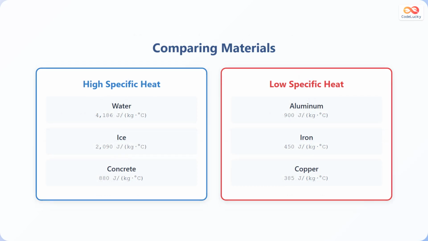Different materials have vastly different specific heat capacities. Water has one of the highest values at 4,186 joules per kilogram per degree Celsius. Ice has 2,090 joules per kilogram per degree Celsius, and concrete has 880 joules per kilogram per degree Celsius. In contrast, metals typically have lower values. Aluminum has 900, iron has 450, and copper has 385 joules per kilogram per degree Celsius. This explains why metal objects heat up much faster than water when exposed to the same heat source.